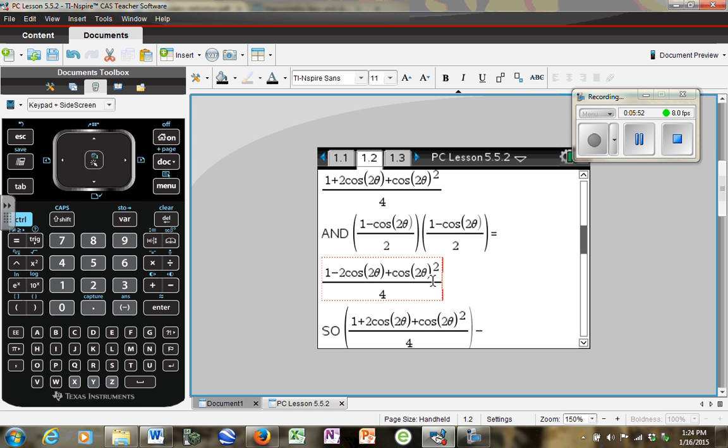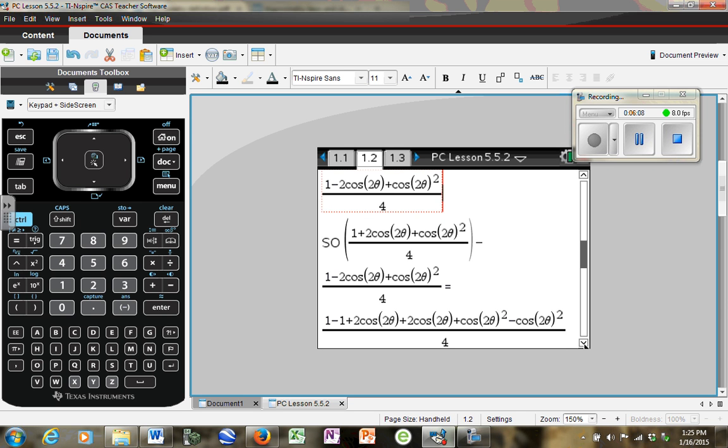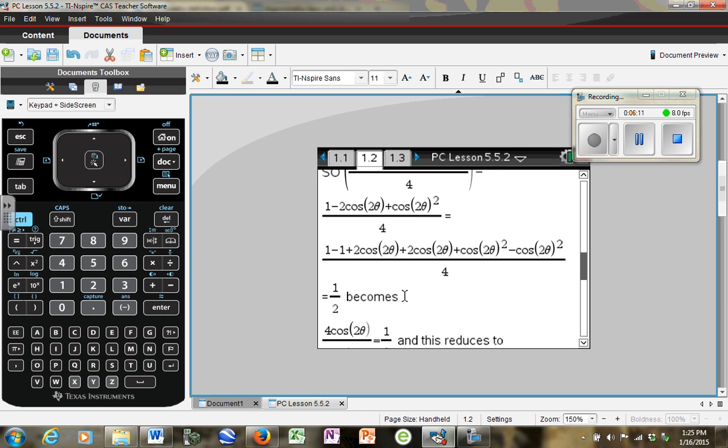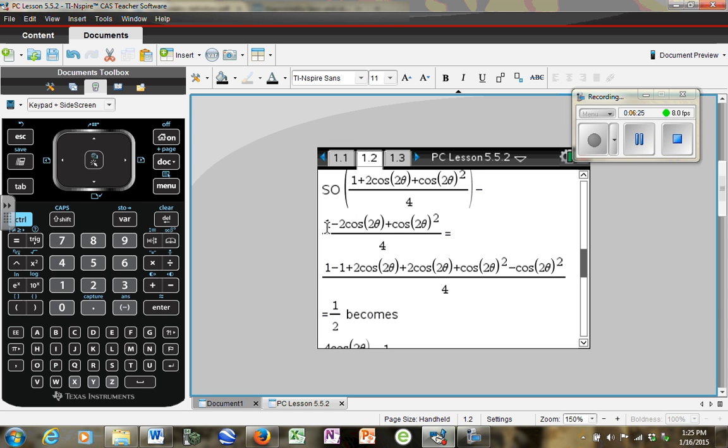Think about the FOIL method. 1 times 1, 1 times negative cosine 2 theta, negative cosine 2 theta times 1, and negative cosine 2 theta times negative cosine 2 theta. And so it equals all this stuff. And so if we put all that together, it's that first thing minus that second thing, which turns into this gigantic mess. And I've just rearranged all the parts to go together. There's 1 from the first equation and minus 1 from the second equation, because everything here gets subtracted. So minus that 1. I've got a positive 2 cosine 2 theta, another positive 2 cosine 2 theta, because I got minus this negative. And then from the first equation, I've got a plus cosine 2 theta squared, and from the second equation, I go minus cosine 2 theta squared.